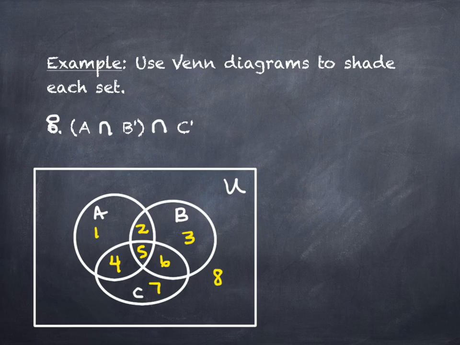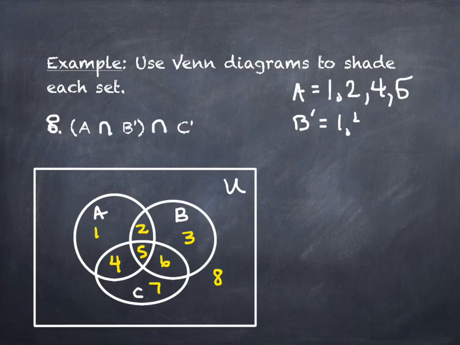Looking at this statement right here, what am I going to list first? A, the items in set A. What items are in set A? What numbers? 1, 2, 4, 5. Now what am I going to do? B complement. B complement means what? Things that are not in B. So what numbers are not in B? 1, 4, 7. Awesome. 1, 4, 7, and 8, right? Looks good. Now what am I going to do with these 2 sets?